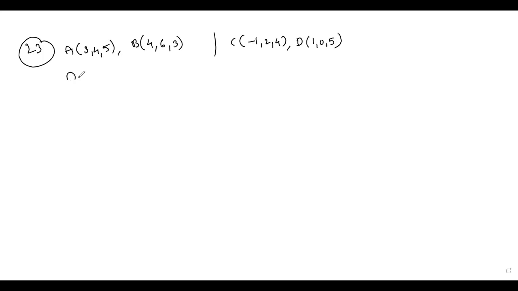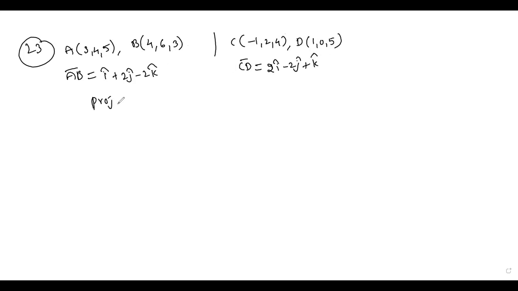First I'll find out AB bar. It is 4 minus 3, that is i. 6 minus 4, that is 2j. 3 minus 5, that is minus 2k. And CD bar vector is 1 minus of minus, plus 1, that is 2i minus 2j plus k. Okay, vectors are in 2 points.